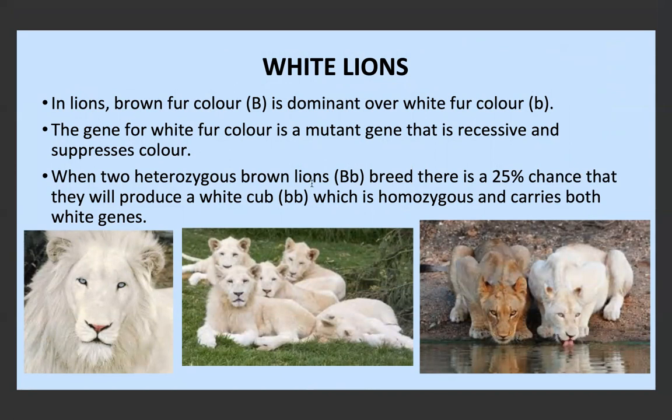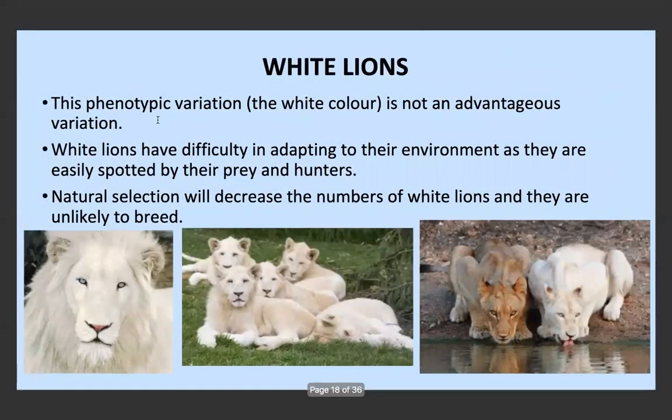When two heterozygous brown lions, so capital B, small b, we know from looking at genetics that the trait exhibited in these heterozygous lions is of course brown, as this is the dominant trait. When they breed, there's a 25% chance that they'll produce a white cub, so it's homozygous recessive, carrying both white genes. The phenotypic variation is of course the white color as opposed to the brown.